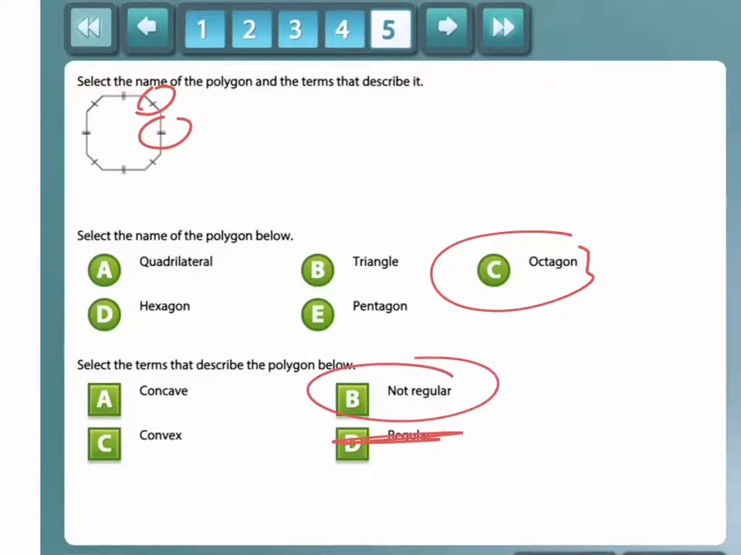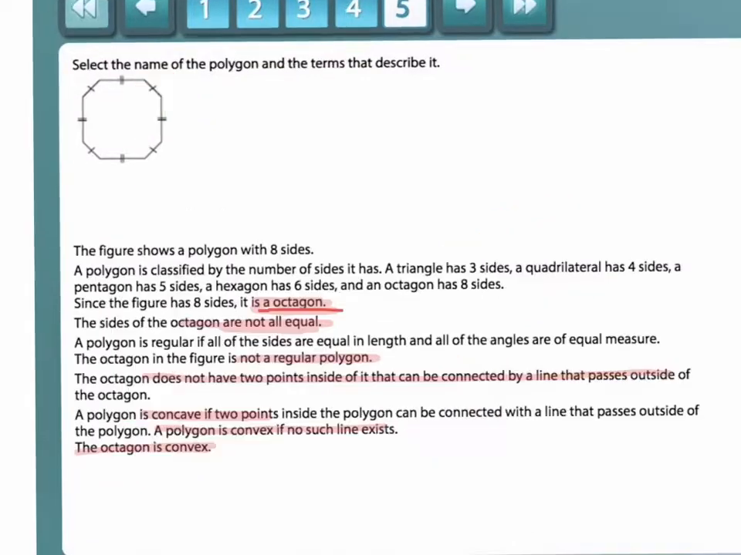And is it convex or concave? There are no line segments that point inward. So it would be convex. So it would be a convex, non-regular octagon. And here is Think Central's explanation for how we would describe that. So it is an octagon. It's non-regular because not all sides are the same, and it is not concave because you can't go inside it. So it is convex. So convex, non-regular octagon.